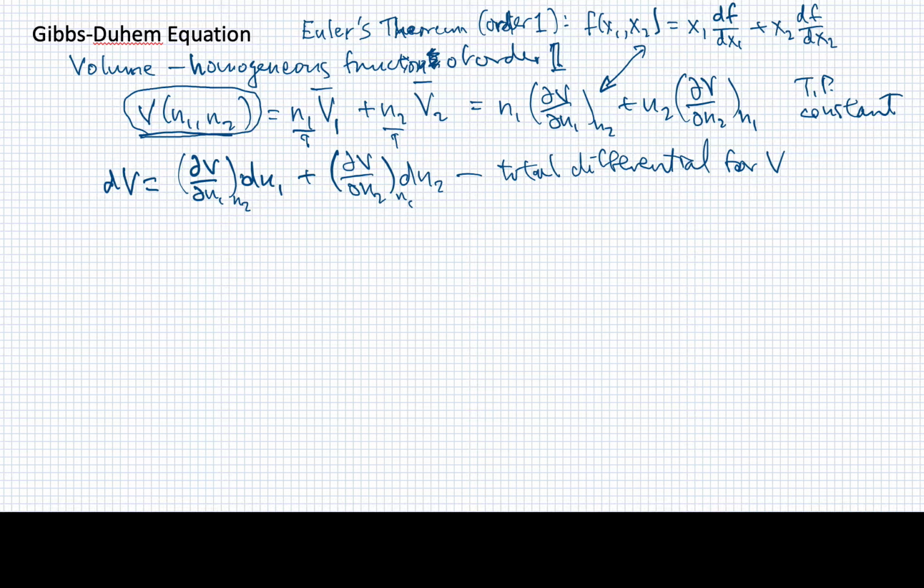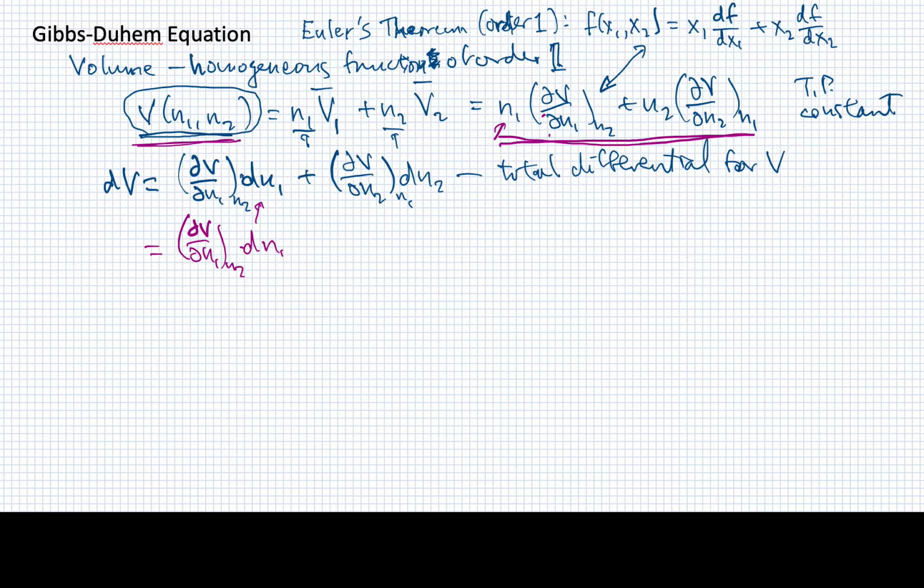Okay, but now what I want to do is, using the homogeneous property of volume, use the fact that this volume can also be written this way. And when I write it this way and take the differential, I would get that in fact this is the differential of the first term, so dN1 times this derivative. Okay, so far so good. Looks just like the term above here.